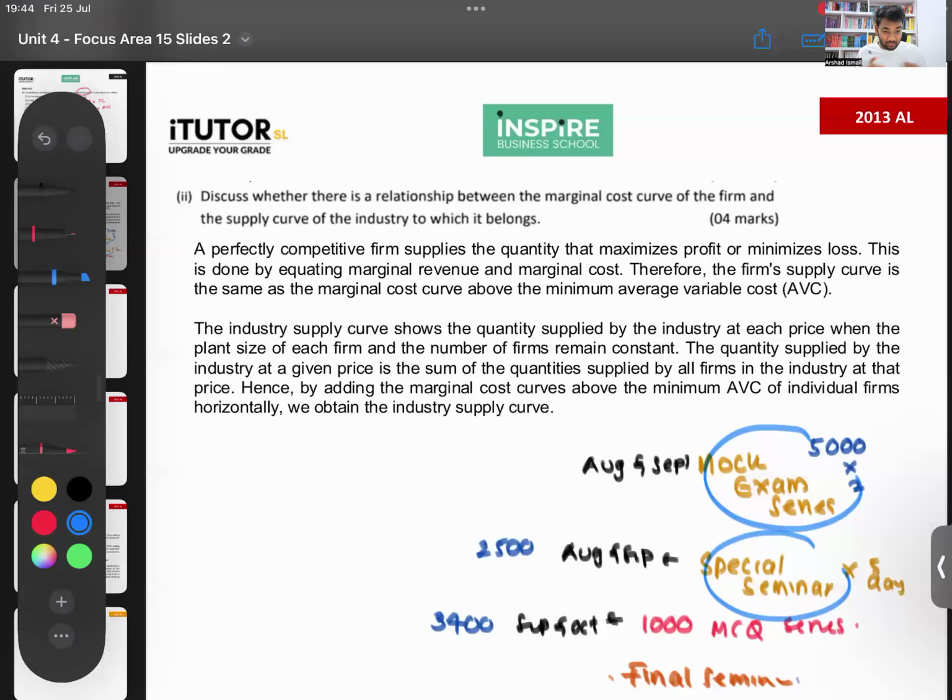The mock exam series, most of it will happen online. Certain papers we will do physically. It will be in a location in Colombo. I haven't finalized the location yet. October end is the final seminar.